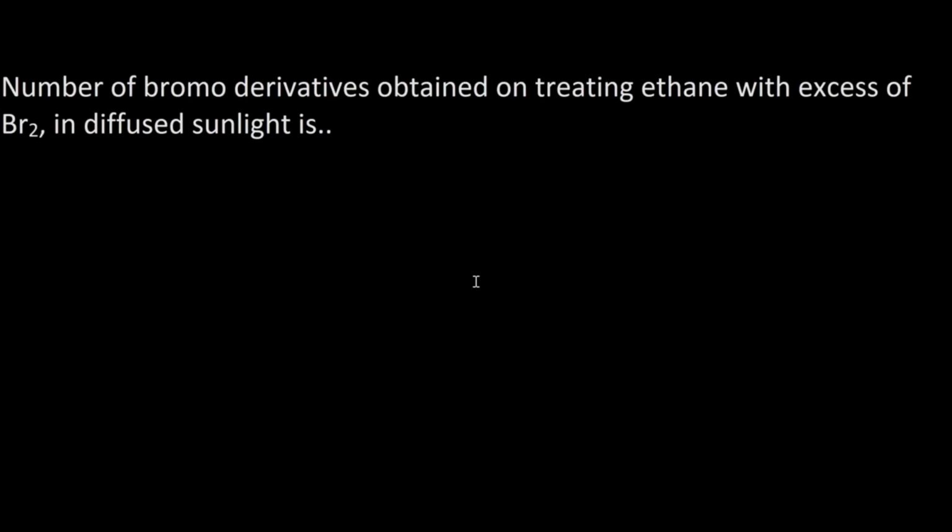Moving on to the next question. Number of bromo derivatives obtained on treating ethane with excess of Br2 in sunlight. Ethane. So CH3, CH3 with Br2. So what products can be formed for bromo derivatives? They didn't mention whether it is monobromo or dibromo or tribromo. So instead of hydrogen, you can replace it with bromine.